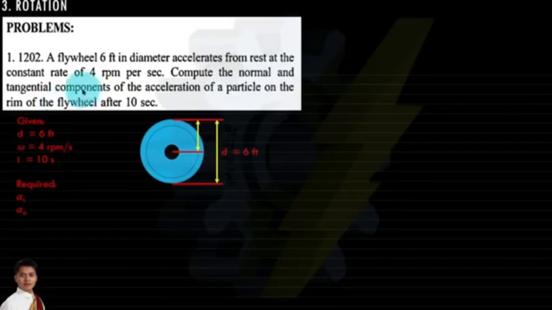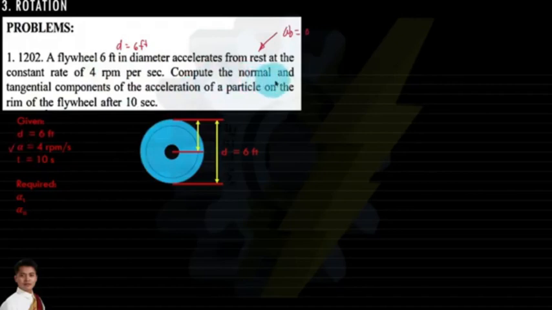Our first problem is from the book of Ferdinand Singer, problem 1202. A flywheel 6 feet in diameter, so we have diameter equal to 6 feet, accelerates from rest, meaning our initial velocity is 0, at the constant rate of 4 revolutions per minute per second. If you analyze this given, revolution per minute per second, this is our acceleration.